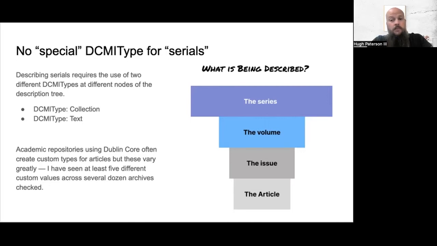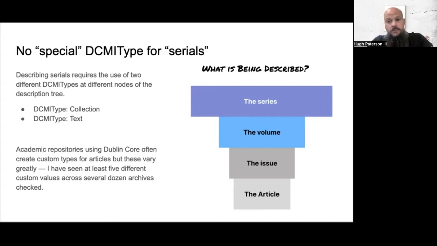It means that interoperability on this level is not widely available, and some have, in fact, rejected Dublin Core as being suitable for describing serials and journal articles and such.